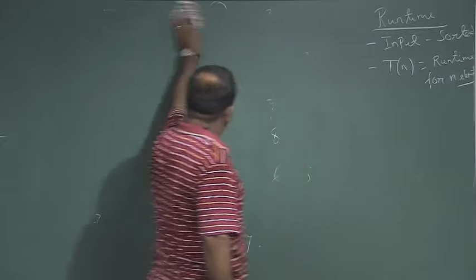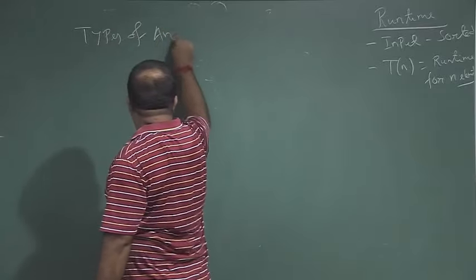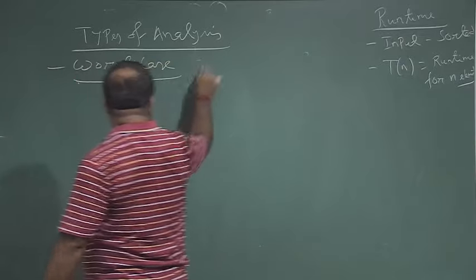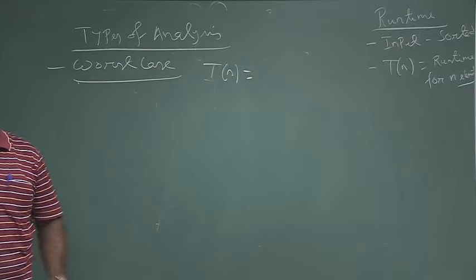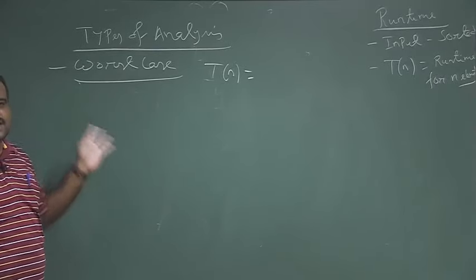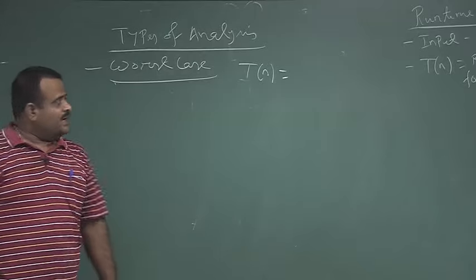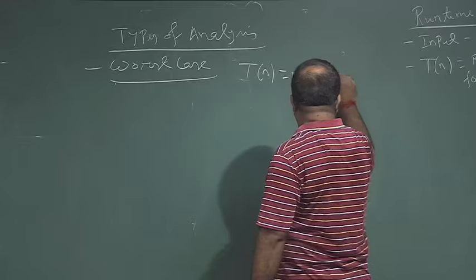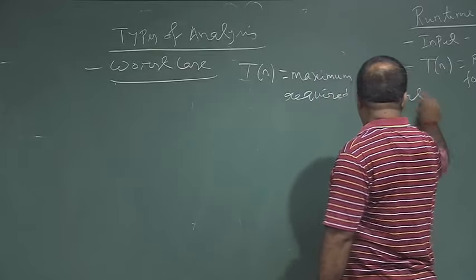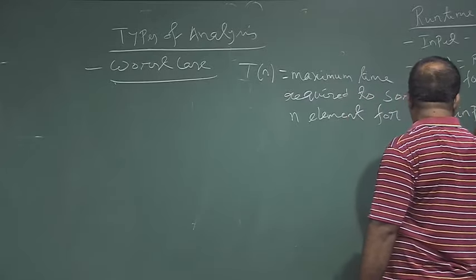Okay. So, we will do 3 types of analysis. First one is worst case. That means T(n) is the worst case, meaning we have to see the maximum time it requires for any input. For insertion sort, if the input is reverse sorted, then it is the worst case, because everybody has to come forward to the beginning. So, this is the maximum time required to sort n elements for any input.